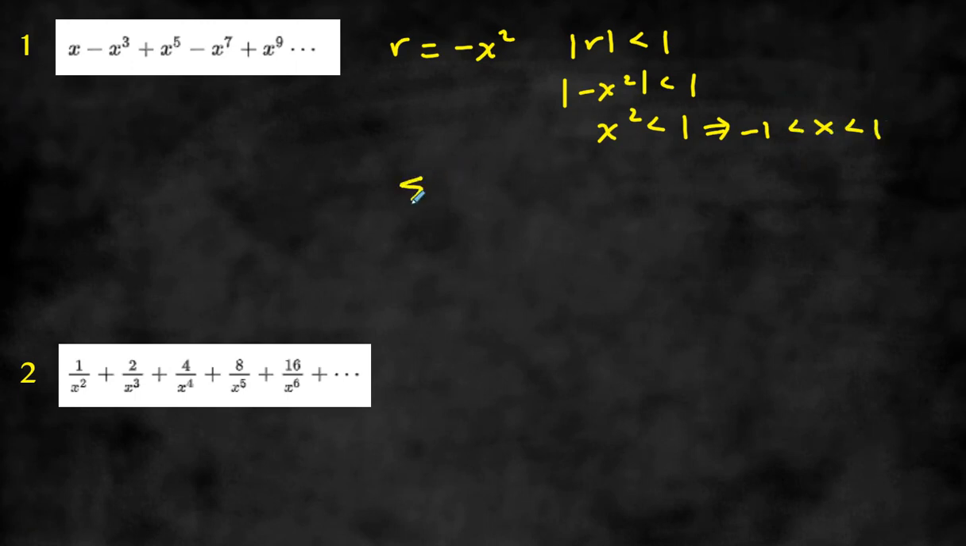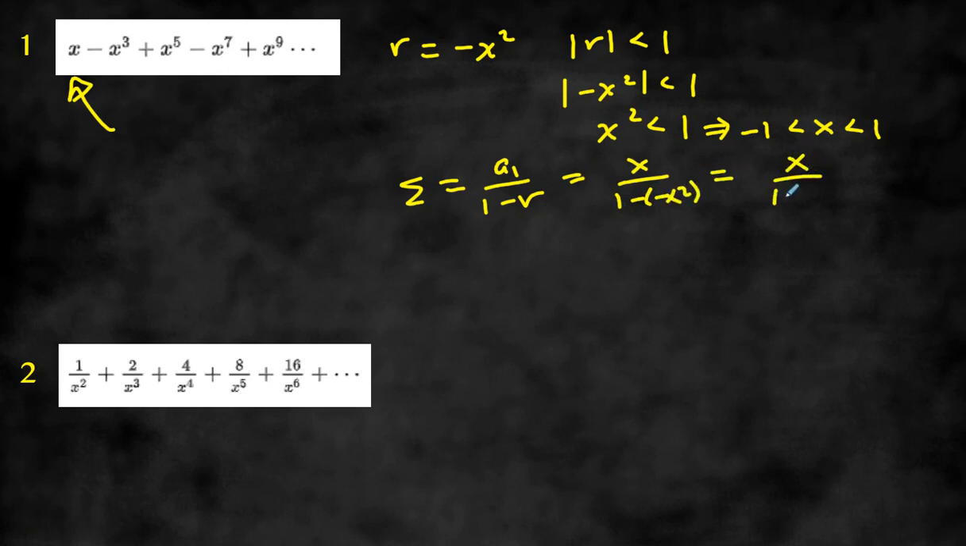Now we're looking for the sum. Well, we know the sum of a geometric series is the first term over 1 minus the common ratio, and the first term is x. So this is x divided by 1 minus negative x squared. So x divided by 1 plus x squared. That's what the sum is going to be.